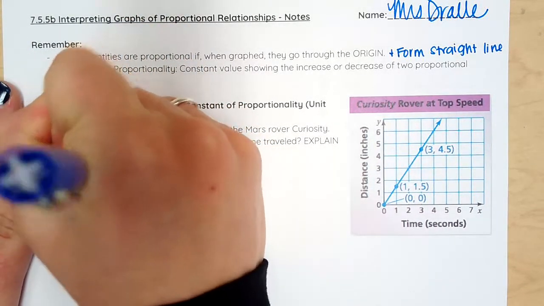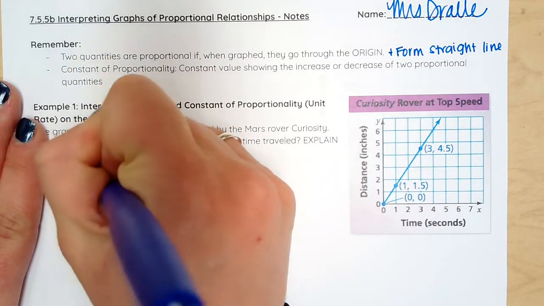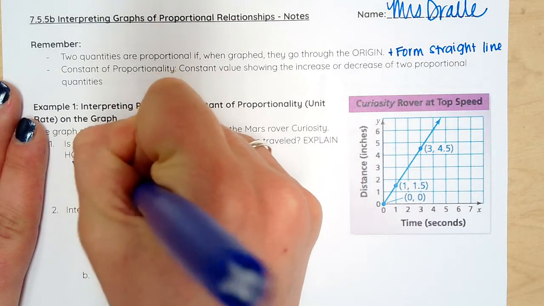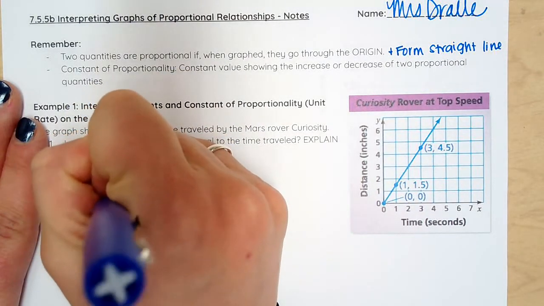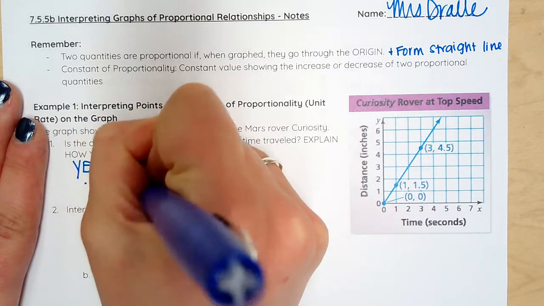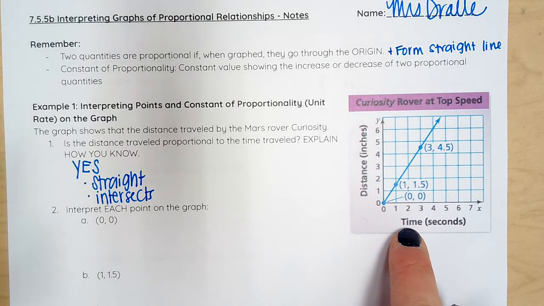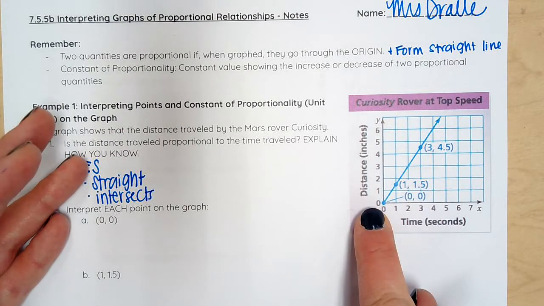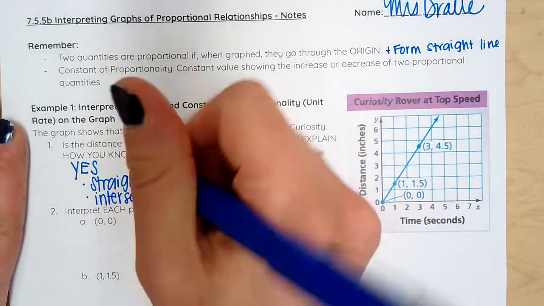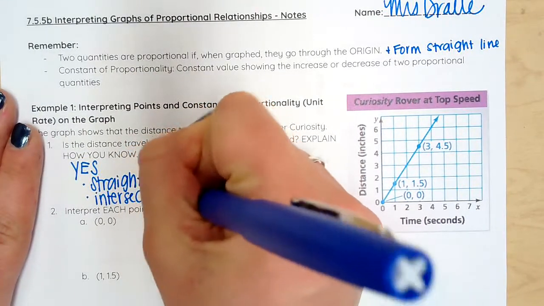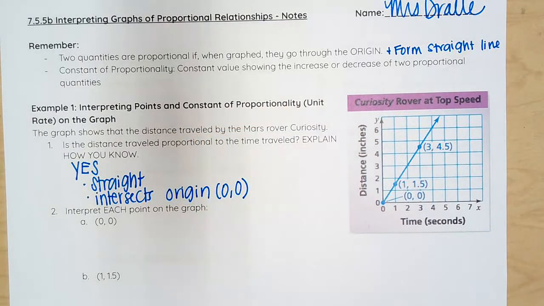Well, it is proportional because, first of all, it is straight. There are no bends or curves in this line, but also it intersects the origin. So when it has moved 0 seconds, it moves a 0 distance. It has moved 0 inches. It intersects the origin, which is (0, 0). So that's the first piece.